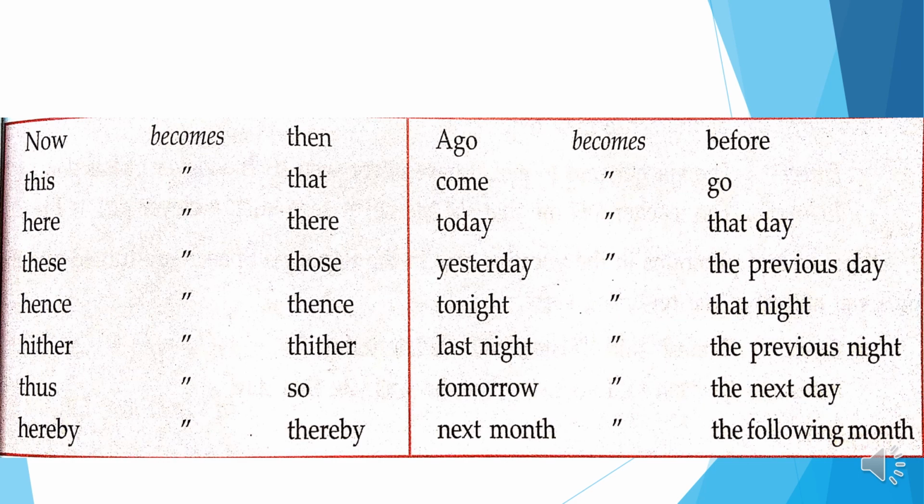Okay, so if you look at all these examples, they are being changed. The next part says ago becomes before, come becomes go, today becomes that day, all those things. So when you want to express something about a place or time, remember when we change them to indirect speech, these words also change in their sense.